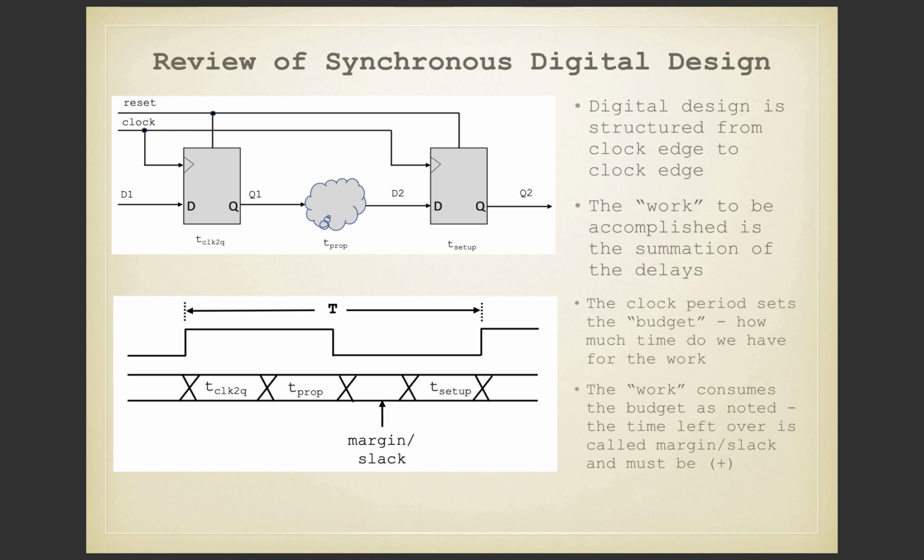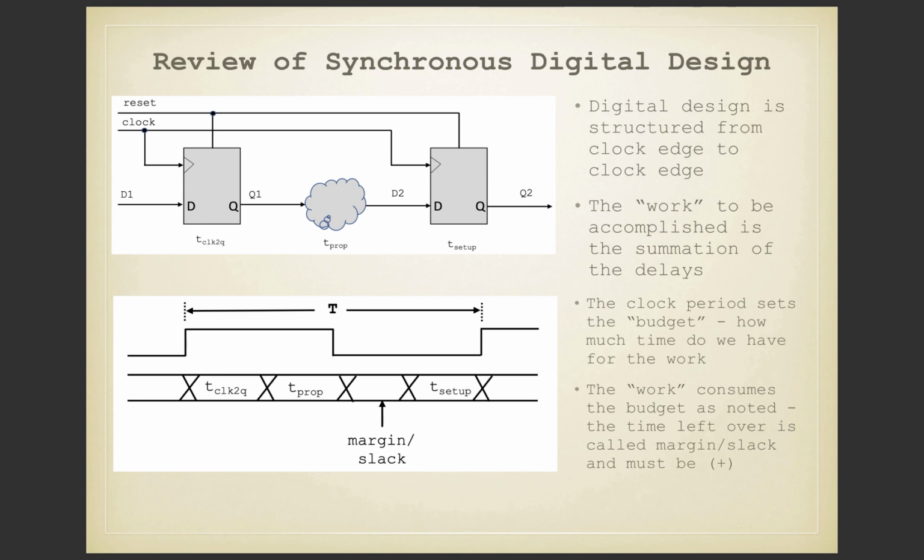So we've talked about the fact that we are creating synchronous digital design. The reset goes to our reset input. The clocks go to our clock input. We've stated we never take the Q of one flop and use it as the clock of another flop. In our synchronous digital design, we have a clock frequency, for us 100 megahertz. So we have a clock period of 10 nanoseconds, here designated by T. And what the period does is establish the budget, meaning you're going to have to spend time moving the data from one flop to the next.